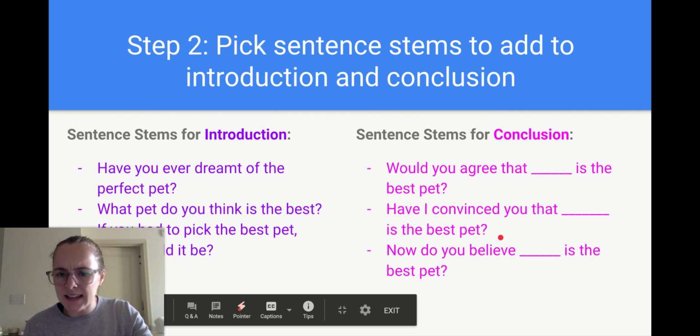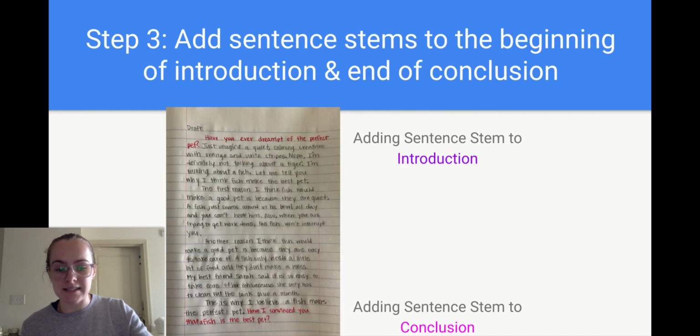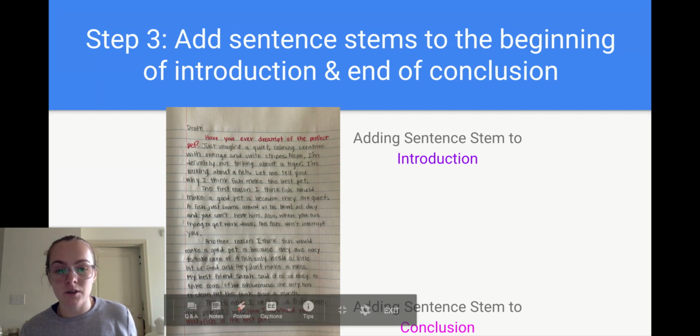But where am I going to add these sentence stems? Now that I've chosen, where am I going to add them? Let's move on to step 3. Step 3 of our criteria for success is to add the sentence stems to the beginning of our introduction and the end of our conclusion.